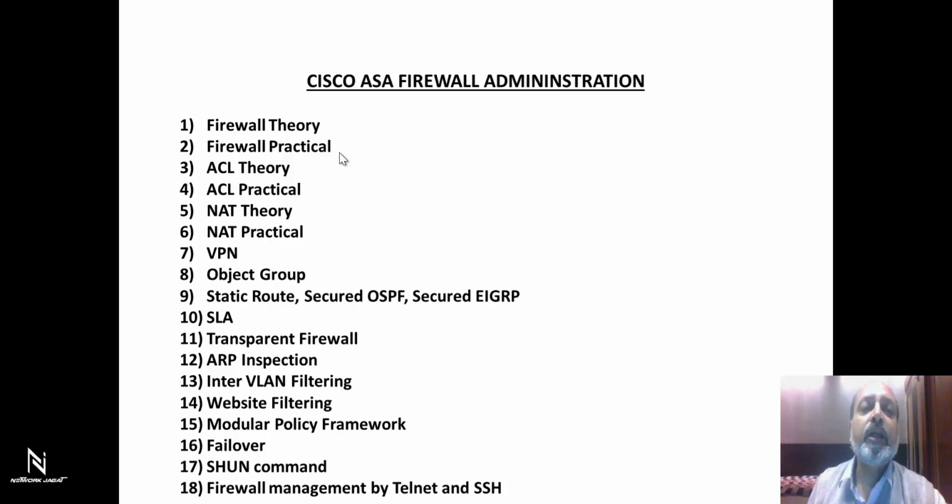Certain things I would like to remind you. First of all, ASA is not a very sophisticated and high level firewall in today's world, right? If you compare it with FortiGate or Palo Alto, they are far ahead of it. But Cisco ASA is such a product that if we have knowledge of this, then mastering the other products from other vendors will not be difficult.